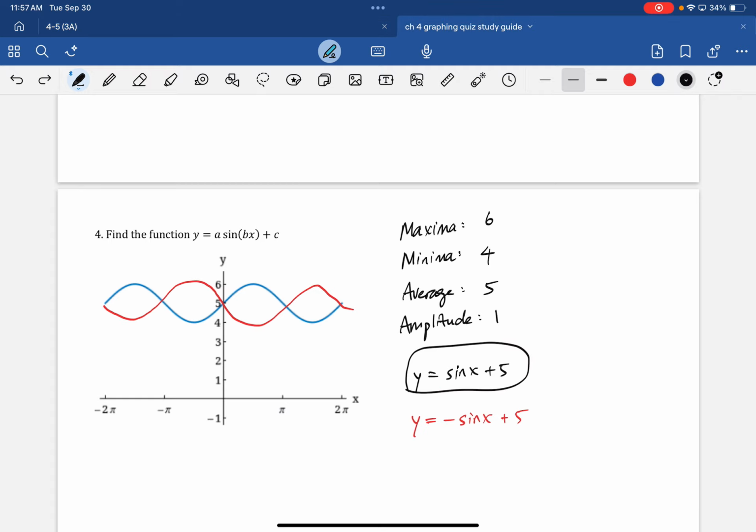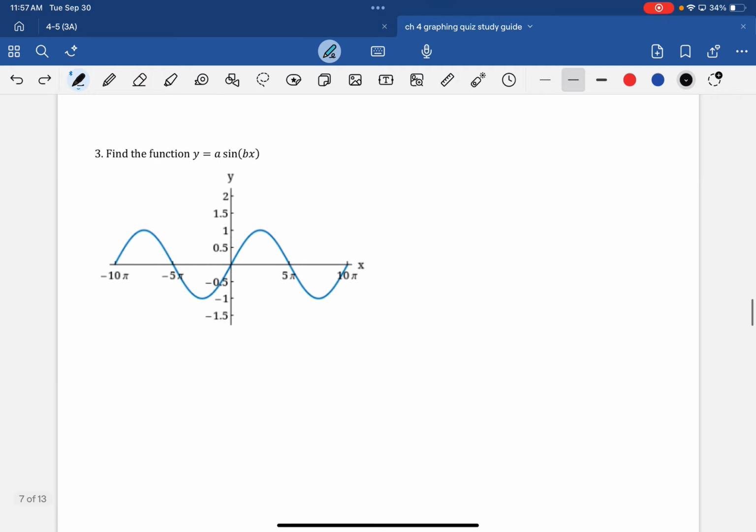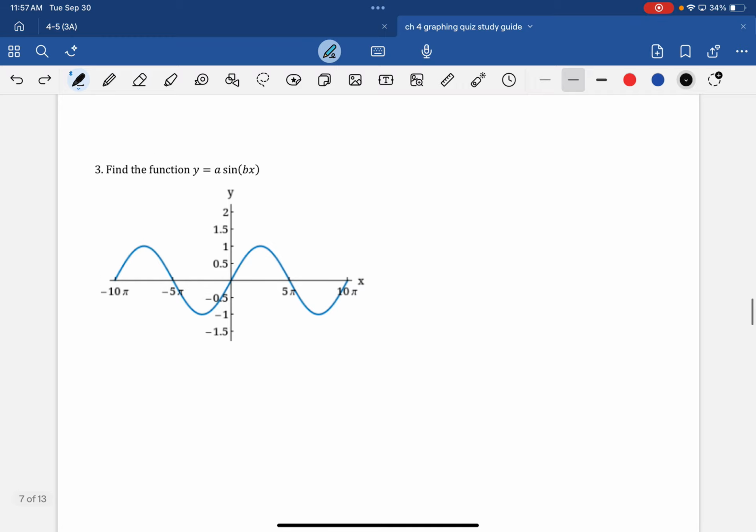Well, sometimes you might be given the graph and you're asked to find what is the function. So you need to be able to do it in reverse as well. So for example, question 3 on the study guide.